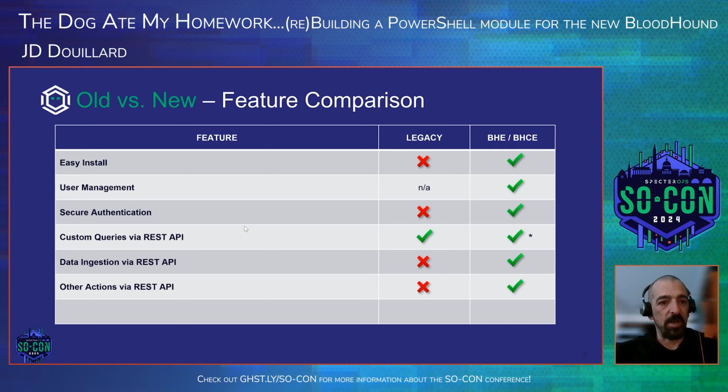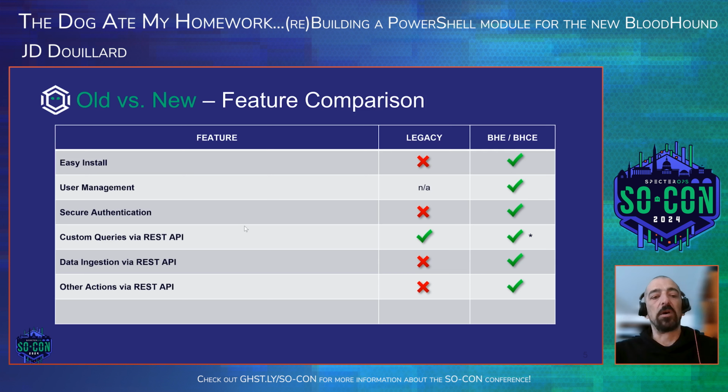Hopefully everything installed correctly. A completely new possibility is user management in the new BloodHound Enterprise or Community. You can have several users with different roles, and I'll develop a bit on that later. There is also more secure authentication when communicating to the API. It used to be basic auth for the legacy BloodHound. We now have a more robust authentication mechanism, and I'll also explain that in the next slides.